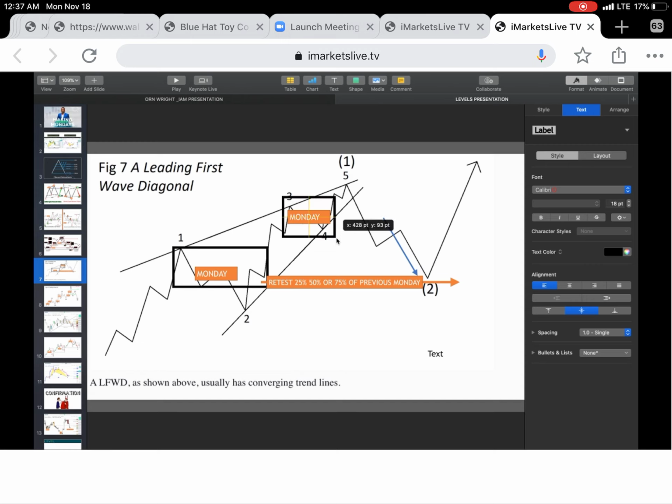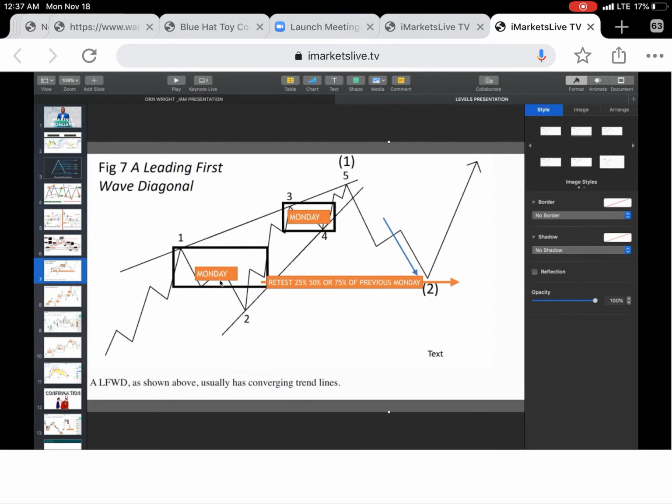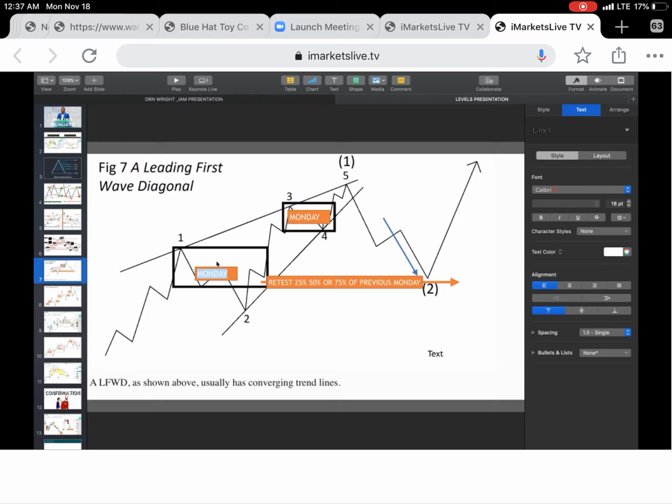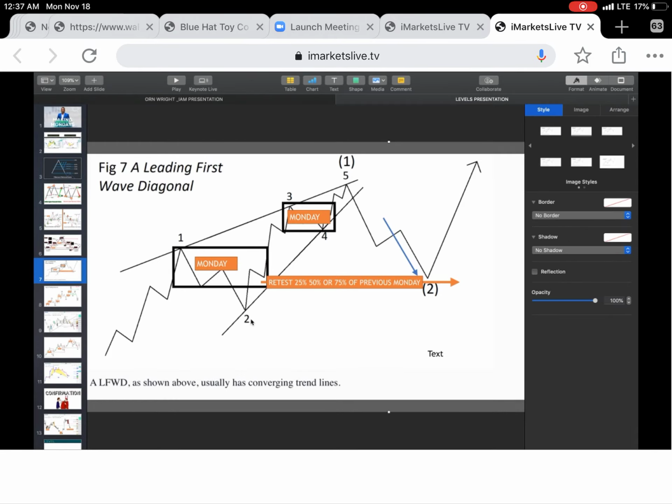Okay? 1 is going to be our Monday, and 3 and 4 is going to be our Monday as well. So number 1 is going to be our Monday. Number 2 is the breakout. Okay? So here's number 1, Monday's high, and here's Monday low. Which side of the market did we break out of first on Monday? We broke out of the low.